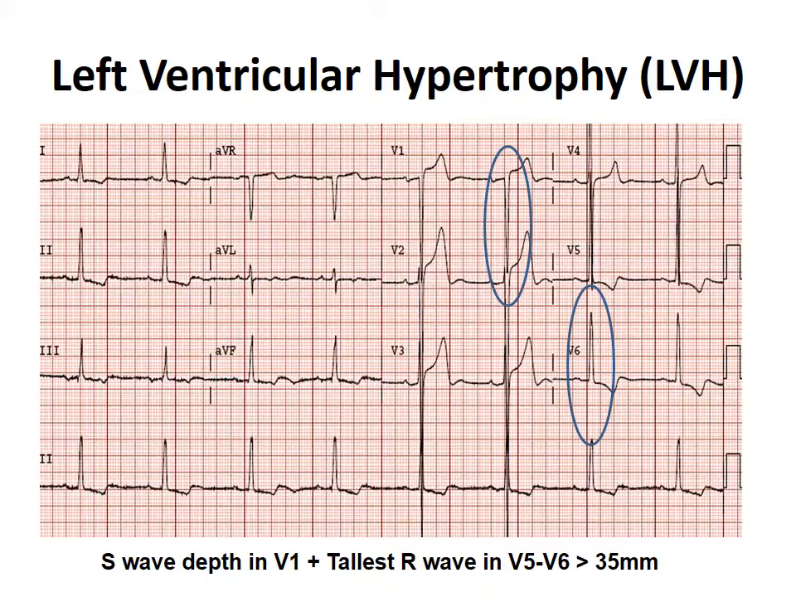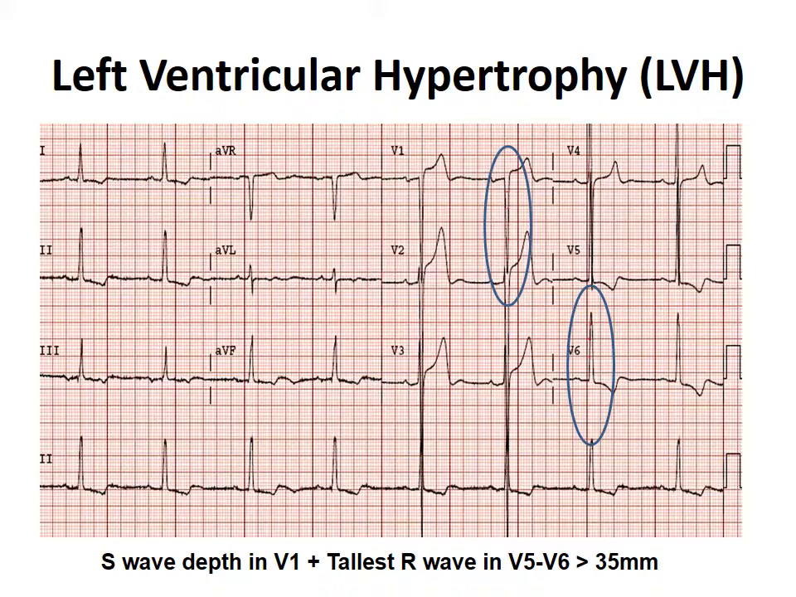So in this case, in lead V1, if you were to count that, let's see, look at big boxes, 1, 2, 3, 4, 5 big boxes for sure. So that's roughly 20 millimeters. And then if you look at V6, how much does it go up? It goes up 1, 2, 3, almost 4 big boxes, which is 20. So you're looking at 40 plus millimeters. So this patient has left ventricular hypertrophy.